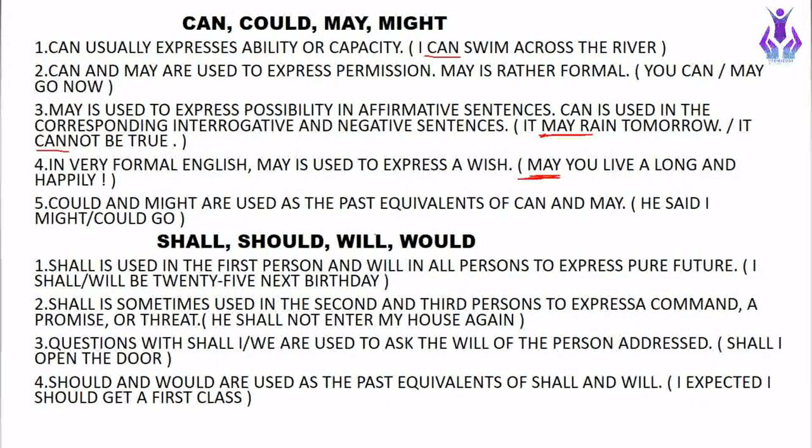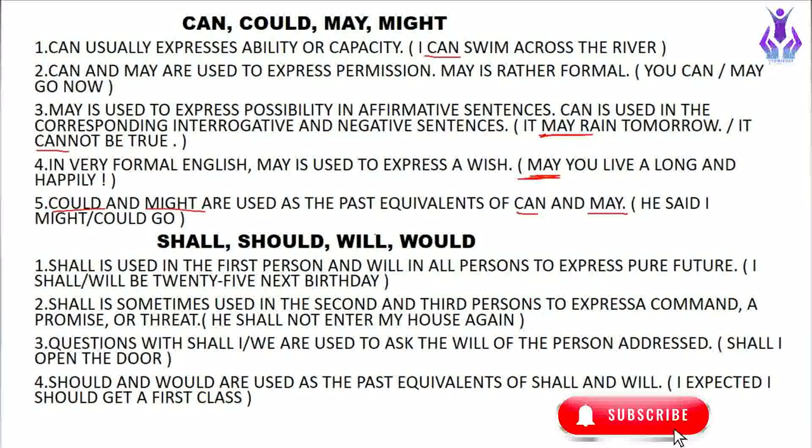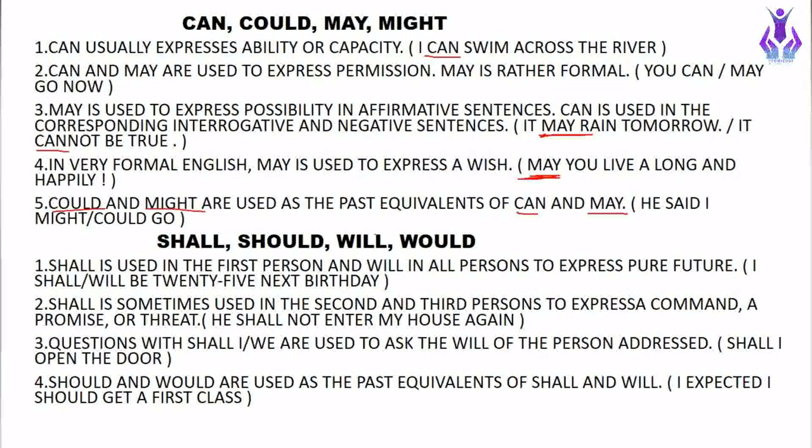The next one is could and might are used as the past equivalents of can and may. So can and may are used in our present tenses, and could and might are used in our past tenses. For example, we can see that he said I might go, or he said I could go. So this is our past tense, and could and might are used in our past tenses.